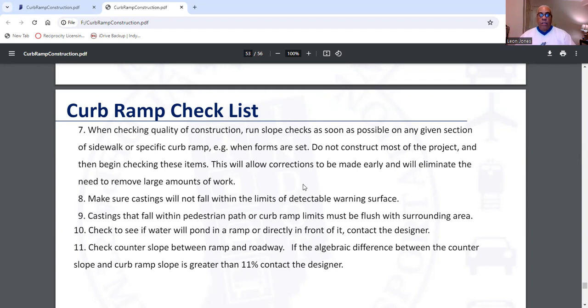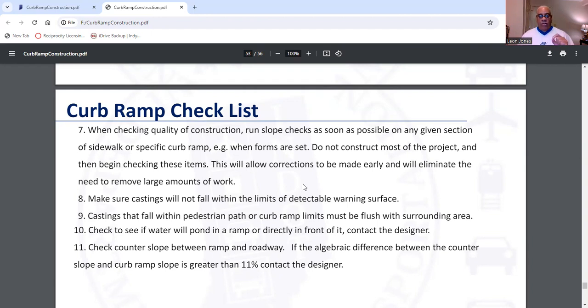Again, it's very important that these ramps are compliant. For drainage, you have people using these ramps, even if you don't have a handicapped person, as all part of the sidewalk. And you have to make sure castings will not fall within the limits of the detectable warning surface. Again, castings that fall within the pedestrian path or curb ramp limits must be flush with the surrounding area.